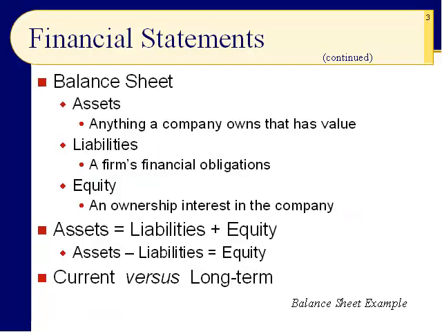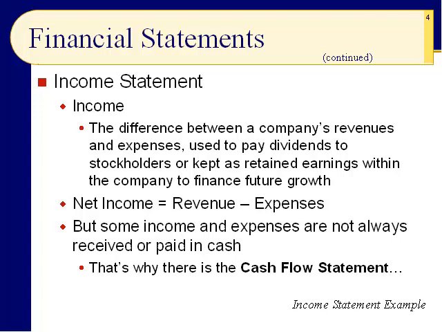So now let's get back to the presentation and take a look at the income statement, which is the difference between a company's revenues and expenses. And so we take the revenue, the income coming in, the money coming in, we subtract out the expenses, and then we have a choice. We can either pay that out to stockholders, or we can keep it. And we can do both. We don't have to pay all of it out in dividends.